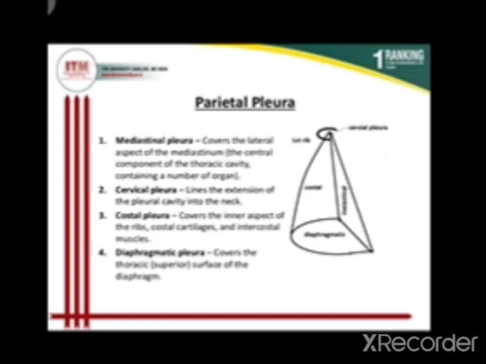The cervical pleura lines the extension of the pleural cavity into the neck, as its name suggests. The costal pleura covers the inner aspect of the ribs, costal cartilages, and the intercostal muscles. And the diaphragmatic pleura covers the thoracic, or superior, surface of the diaphragm.